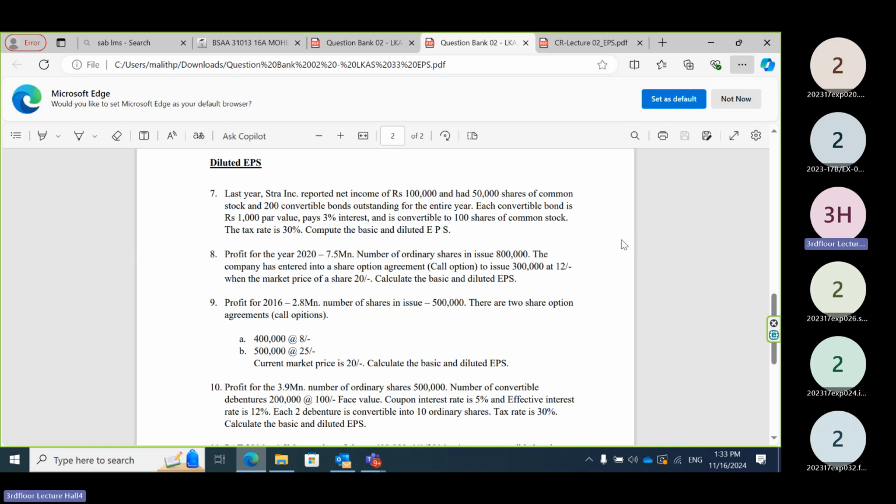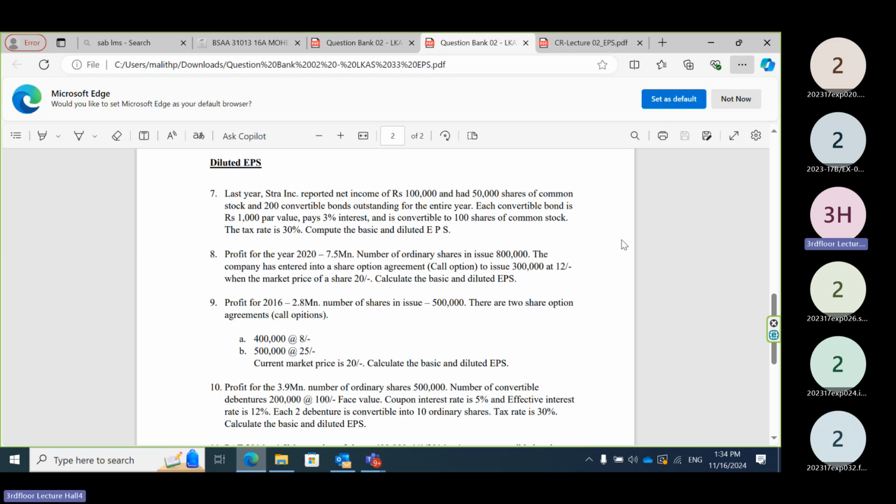So for this calculation, you are worrying only about the number of shares. Fine. It clearly says that you are issuing 300,000 shares. There's no change about that. Your cash flow is what? 12 into 300,000. But at that point, you have an option.